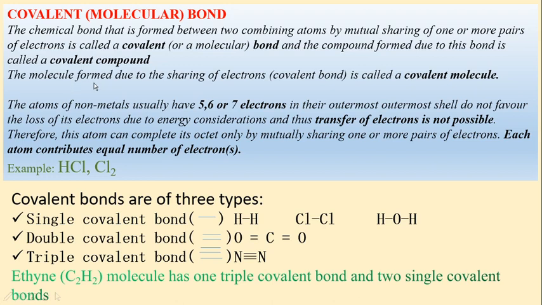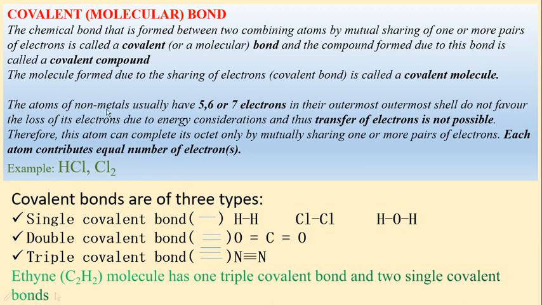The molecule formed due to the sharing of electrons is called a covalent molecule. Not only covalent compound: if it is a molecule, then we can say it is a covalent molecule, and if it is a compound, we can say it is a covalent compound.